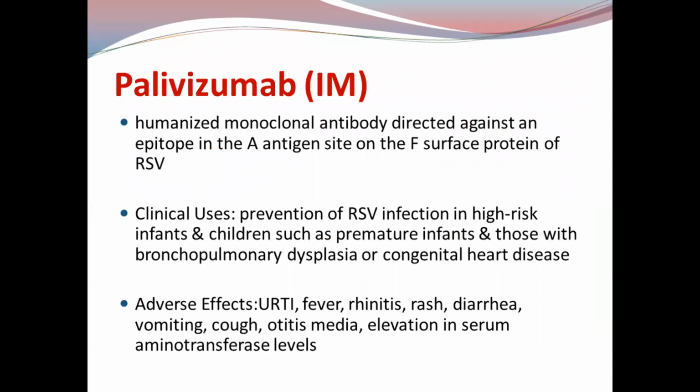Ito si palivizumab. Pag nakakita kayo ng palivizumab, kasi di ba meron tayong omalizumab. Si omalizumab, para siya sa asthma, di ba? Si palivizumab, ginagamit siya for RSV prevention, no? Sa mga URTI, upper respiratory tract infection, bronchopulmonary dysplasia, and congenital heart disease. No? Okay.